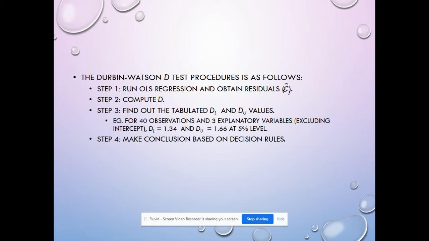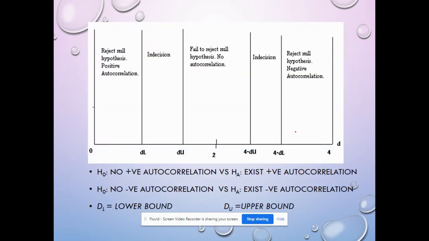How to do this? These are the steps. Run the regression, obtain the residual, compute D, and find out the DU and DL. DL is D lower and DU is D upper. These come from the table, the Durbin-Watson table, which is available in the textbook and also certainly available if you Google it around. For example, like this: with 40 observations and 3 explanatory variables, the DL is 1.34 and the DU is 1.66, at 5%. And then make a conclusion, right?